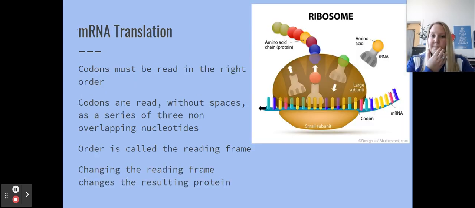In mRNA translation, codons must be read in the correct order. This is called our reading frame. Codons are read without spaces as a series of 3 non-overlapping nucleotides. One thing I recommend is every 3 nucleotides, put a line, an imaginary line or a real line, right on your paper. That helps you remember that you're not overlapping any of your amino acids, because if you change your reading frame, you change the resulting protein.